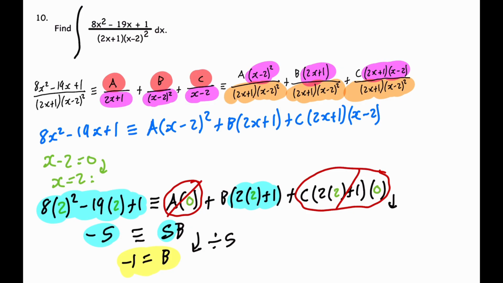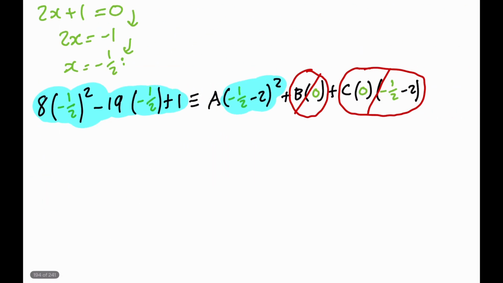And when you divide by 5 on both sides, so you can leave b on one side, you get minus 1 is equal to b. So you found out what b is already, and we can later substitute it into here. So all that's left is to find a and c. So how do we find another one, a?